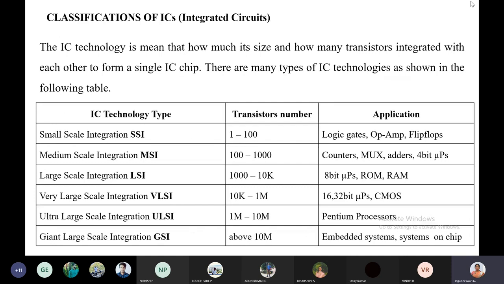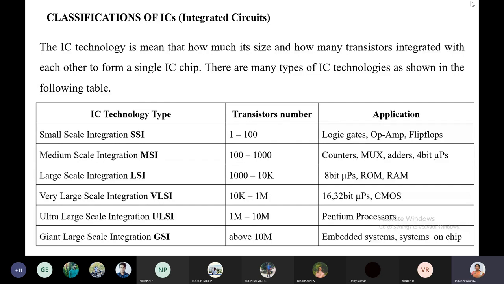Classification of IC. So nowadays this IC technology is just concentrating on the size. Seriously, it will be very wondering. Just I'm telling you how much its size will be, and how many components we are integrating, joining together to make a single IC. Based upon this, we have some classifications. It depends upon the size and the number of electronics components.